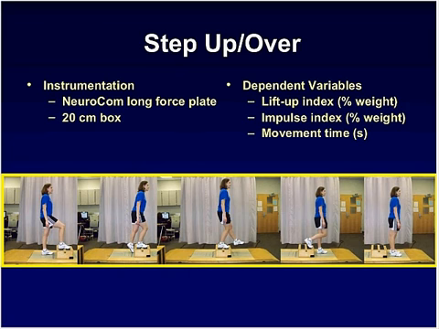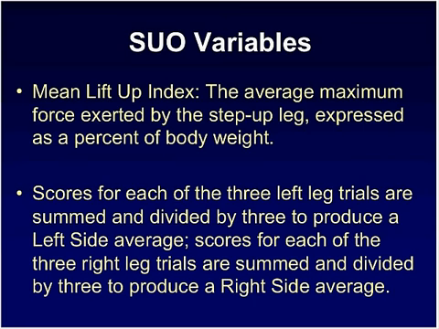The last two I'm going to present are the ones we've probably used the most, and I have found pretty helpful as far as comparing some of the dependent variables to patient outcomes, and that's the step up and over and the forward lunge. Again, performed on the long force plate using a 20 centimeter box. The patient would step up onto the box, swing their leg over, step down, and then try to stay as still as they can once they came to a stop. The dependent variables that we'll talk about are lift-up index, impulse index, and the time that it takes.